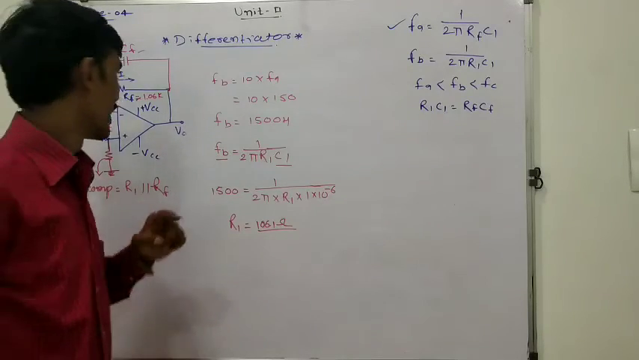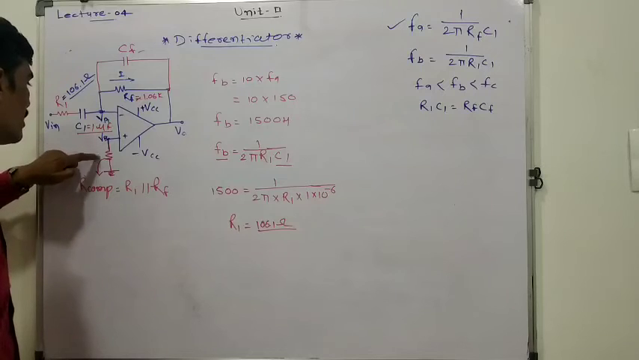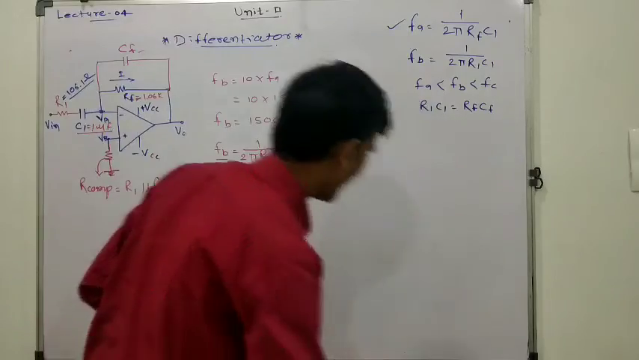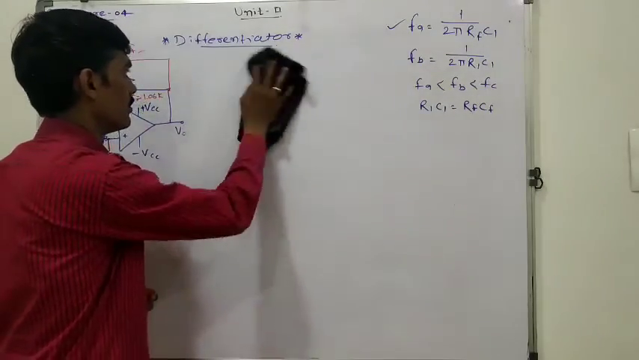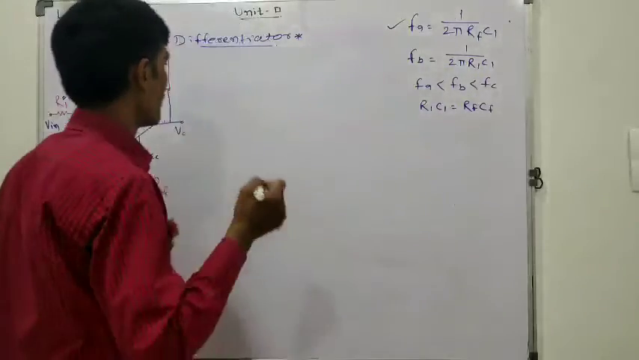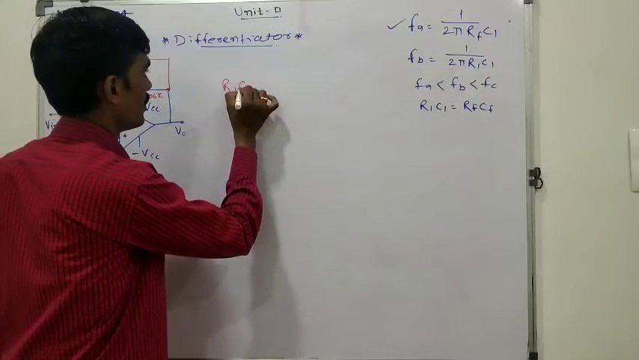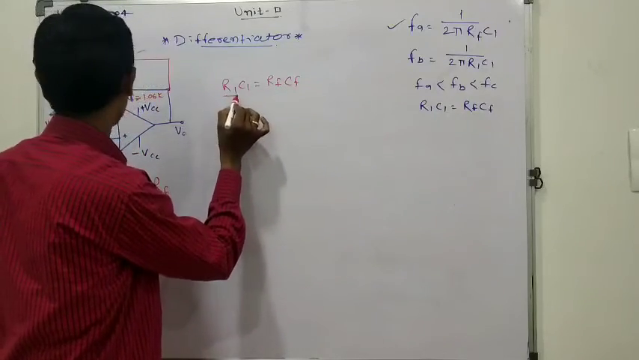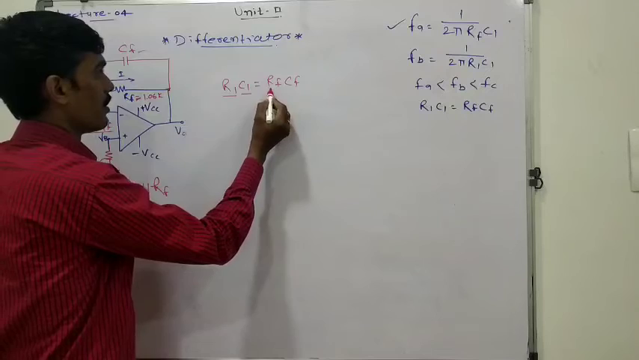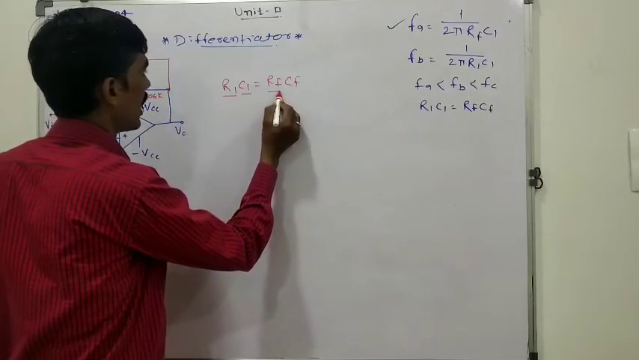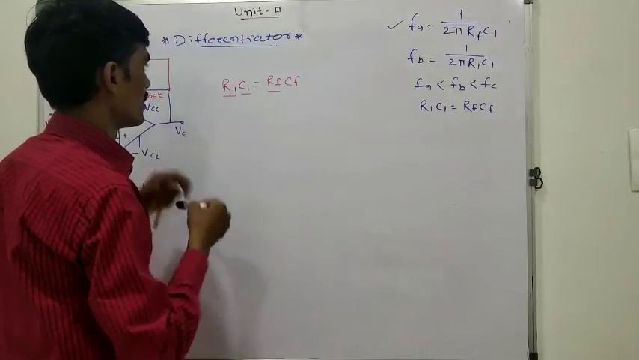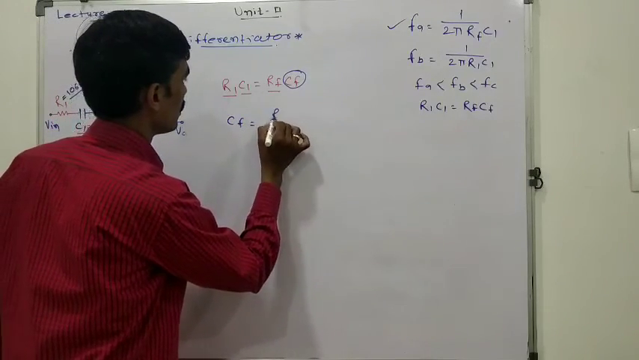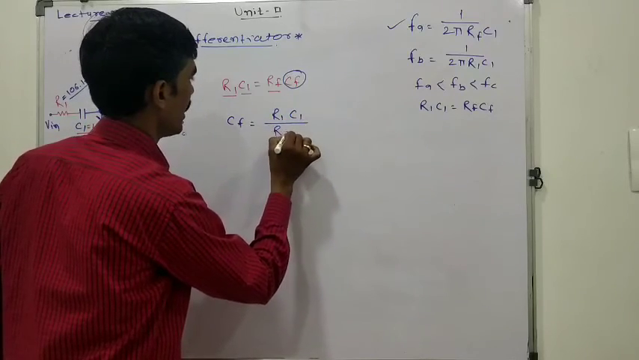Now there are two unknowns, that is CF and the last one, R compensation. Now what is the fourth step? The designing step is to assume R1 C1 is equal to RF CF. Out of this we know the value of R1, the value of C1, and the value of RF. The only unknown is CF. So we can write down CF is equal to R1 C1 divided by RF.